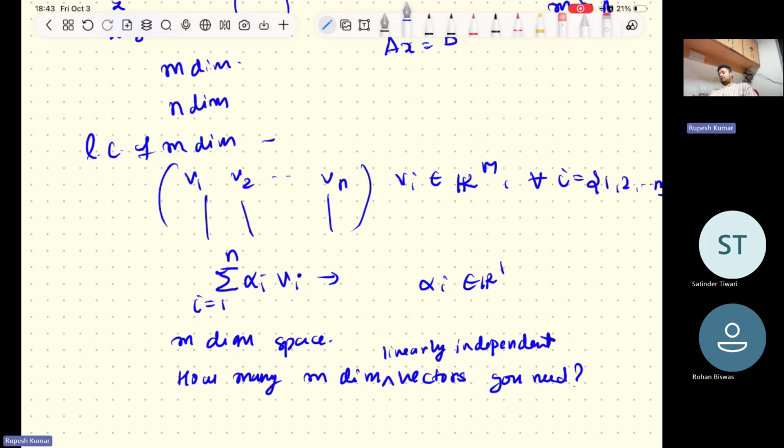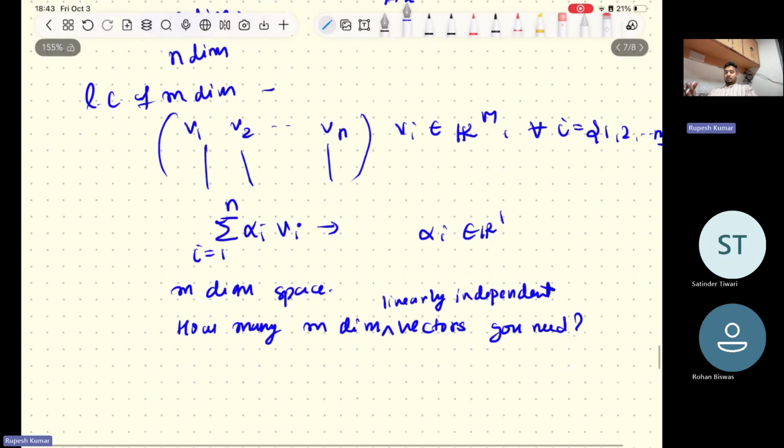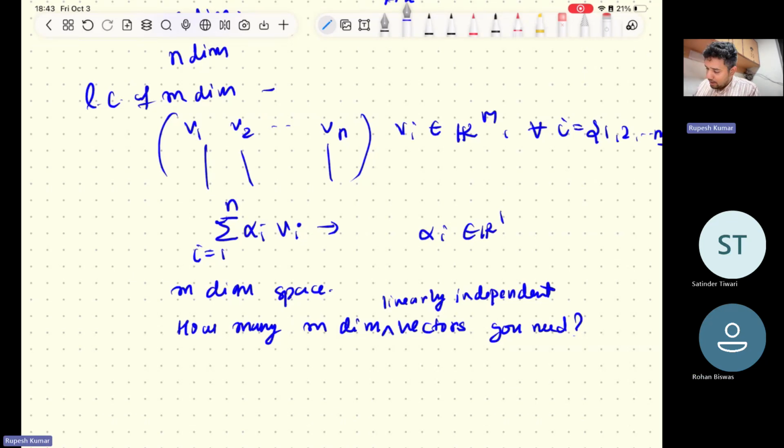How many linearly independent m-dimensional vectors do you need to span the entire m-dimensional space? M many, right? But now it boils down to whether B belongs to that. So it depends on the choice of B as well. If B is from the column space, then we can have the solution. If B is not, then we can't. So you need m linearly independent vectors.